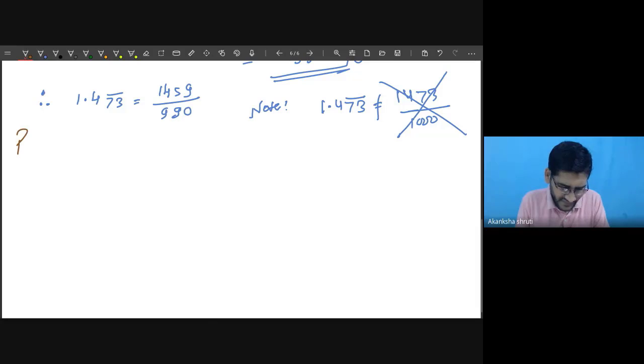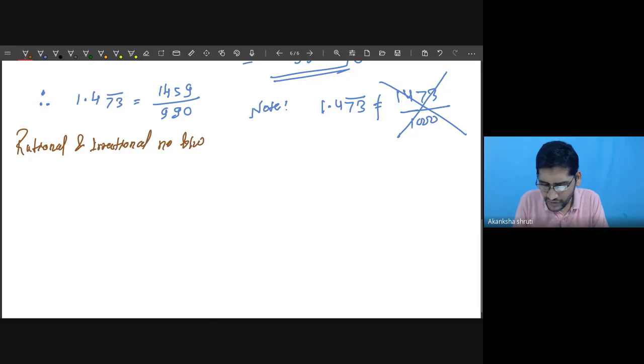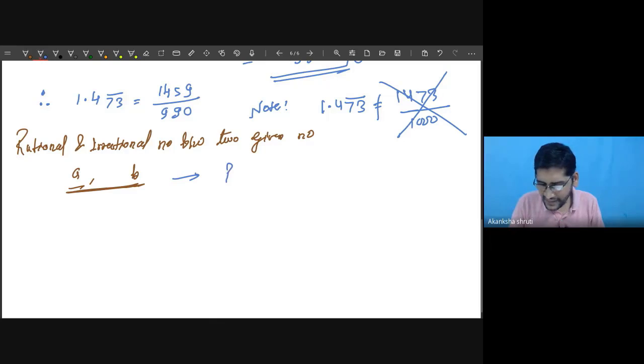So, rational and irrational numbers between two given numbers. Students, if we have one number as A, another real number as B, then between this A and B, we can determine a rational number, means one rational number can be determined by adding A plus B by 2.